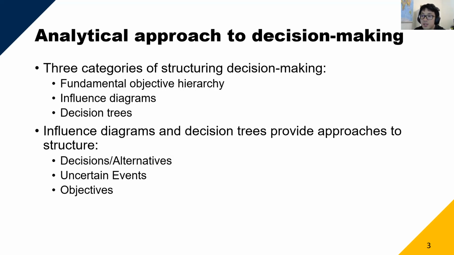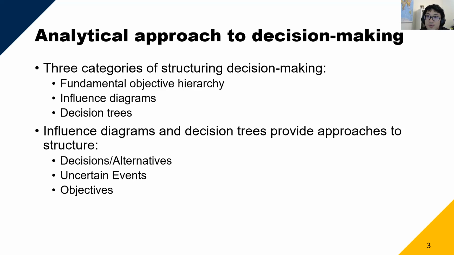Okay, so in an analytical approach to decision making, we're going to look at three categories of structuring this, and we're mainly going to focus on the last one today, but we'll cover the first two as well. This isn't the only formal structure that exists for decision making, but these are three common ones in the world of decision-making models. So we'll be thinking about fundamental objective hierarchy and then building this up to thinking about influence diagrams and ultimately decision trees. Both influence diagrams and decision trees provide approaches that help us structure decisions and alternatives, uncertain events, and final outcomes or objectives.